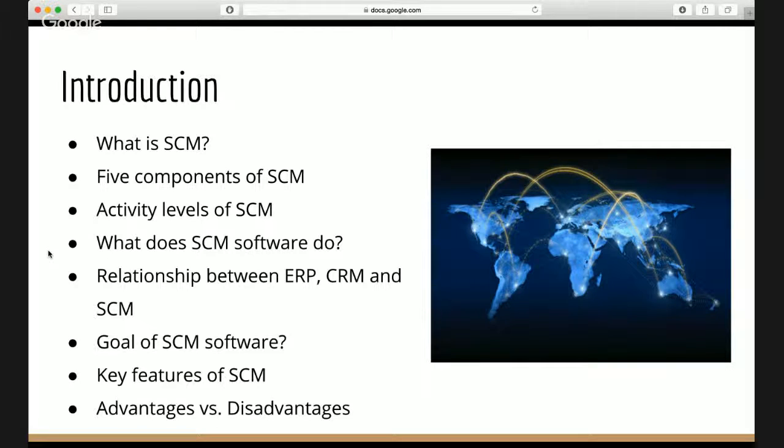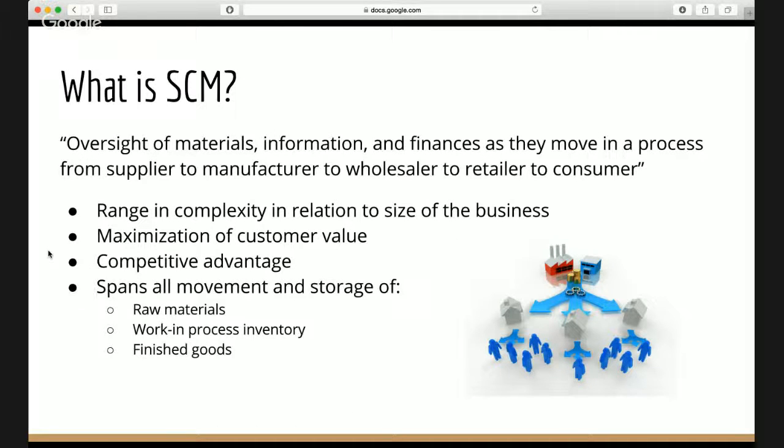So first, what I'm going to talk about is what exactly is supply chain management? What is exactly its function? Well, simplistically, it's pretty much overseeing the materials, information, and finances as they move in the supply chain process. So through each process, supply chain management essentially lets business owners, planners, and whoever is in charge of this oversee the flow of not only money but materials as well as information.